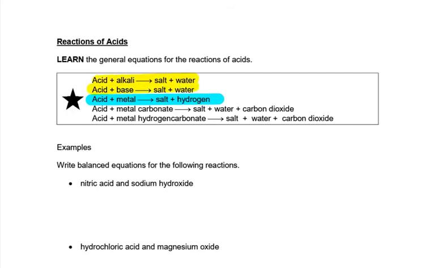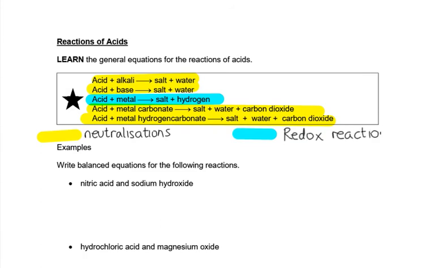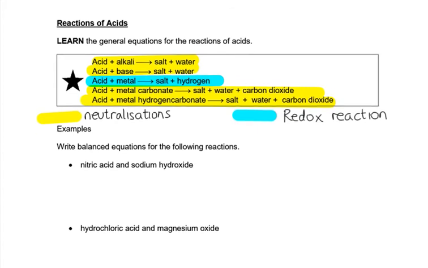These 4 would all count as neutralisations, because they make water. So these are your normal acid reactions that are neutralisations. But that blue one, it doesn't make water, so it's technically not a neutralisation. This is actually a redox reaction. So it is a bit different to the others, but it is still a reaction of acids, which is why we're going to cover it in this section.